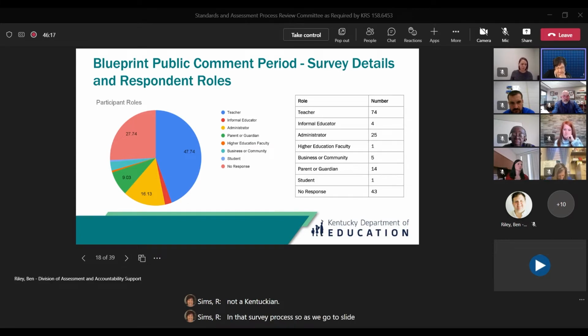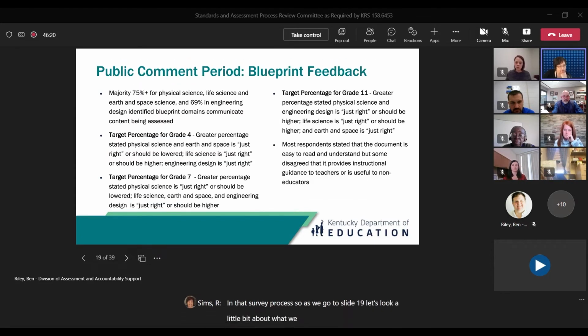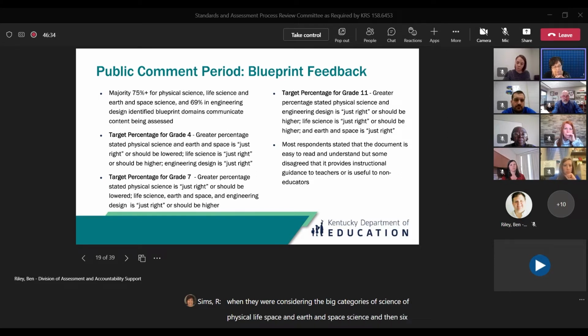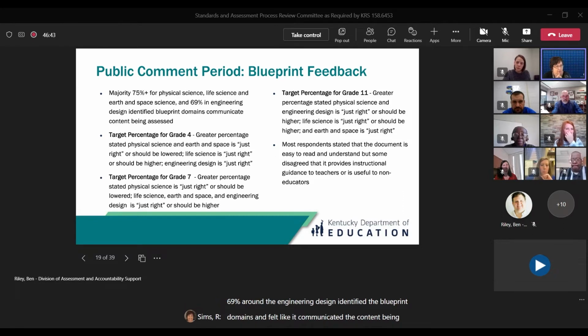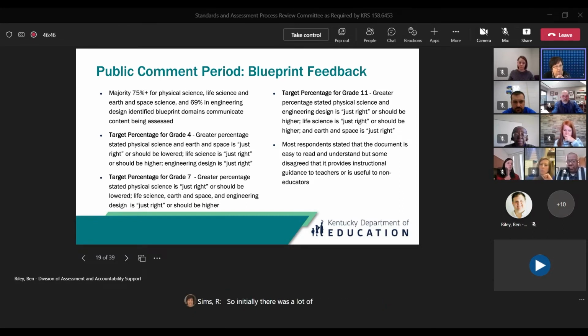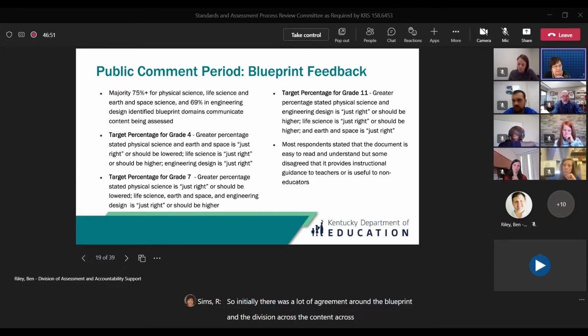So as we go to slide 19, let's look a little bit at what we heard in the public feedback. The first bullet there: most people who responded, greater than 75%, when considering the big categories of science, physical, life, and earth and space science, and then 69% around engineering design, identified the blueprint domains and felt like it communicated the content being assessed. So initially, there was a lot of agreement around the blueprint and the division of content across the testing process.